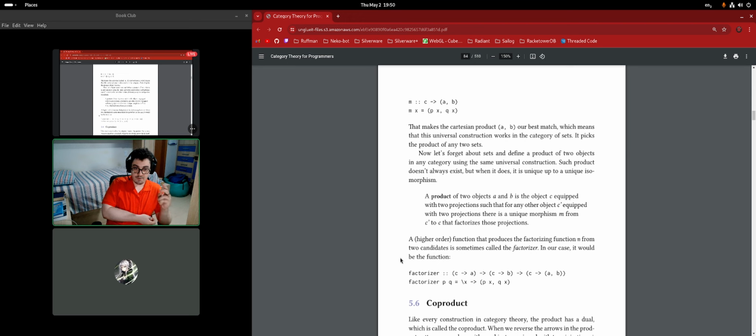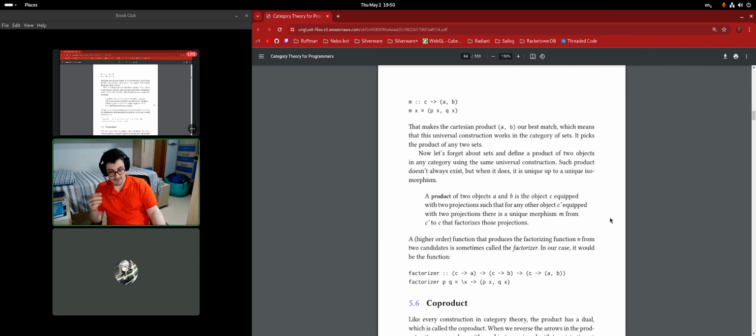A product of two objects A and B is the object C equipped with two projections such that for any other object C prime equipped with two projections there is a unique morphism M from C prime to C that factorizes those projections. So M it is unique, right? So this is the definition, right? So we need a C prime, four morphisms, P, Q, P prime, Q prime, and we need A and B.